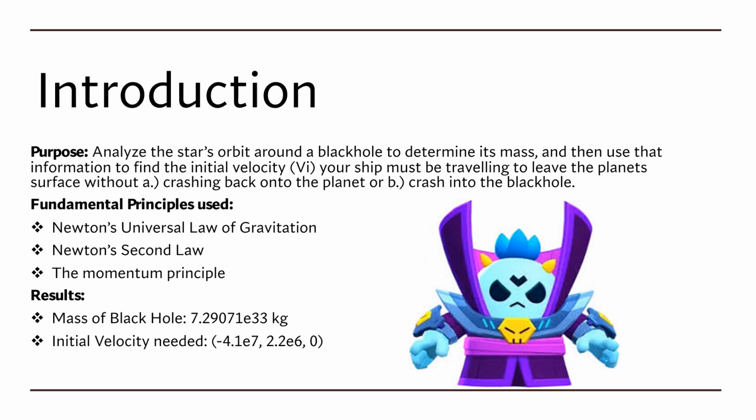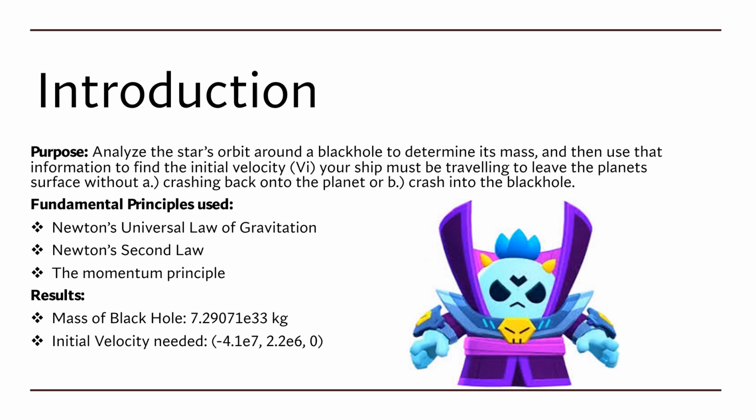The first part is to analyze the star's orbit around a black hole in order to determine the mass of the black hole, and then using that information, we need to find the initial velocity of a spaceship on a planet in order that the ship will leave the planet's surface without crashing into the planet or into the black hole. For this, the fundamental principles we use are Newton's universal law of gravitation, Newton's second law, and the momentum principle, as well as the position and velocity update formulas.